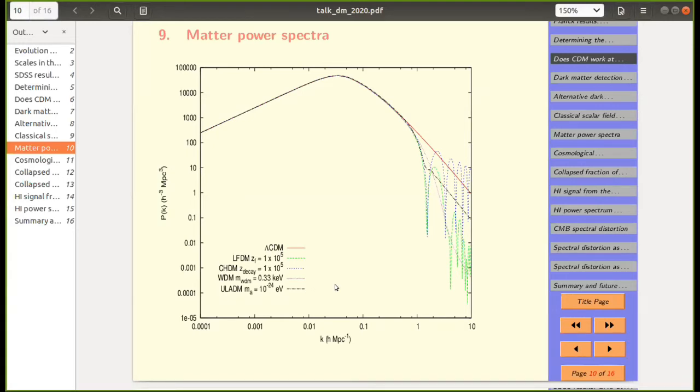It'll be some exercise in coming years to actually be able to distinguish between these models. But for the time being, what we have is a class of models which will lead to less power at small scales, and we want to know what could be the observational consequences of this.